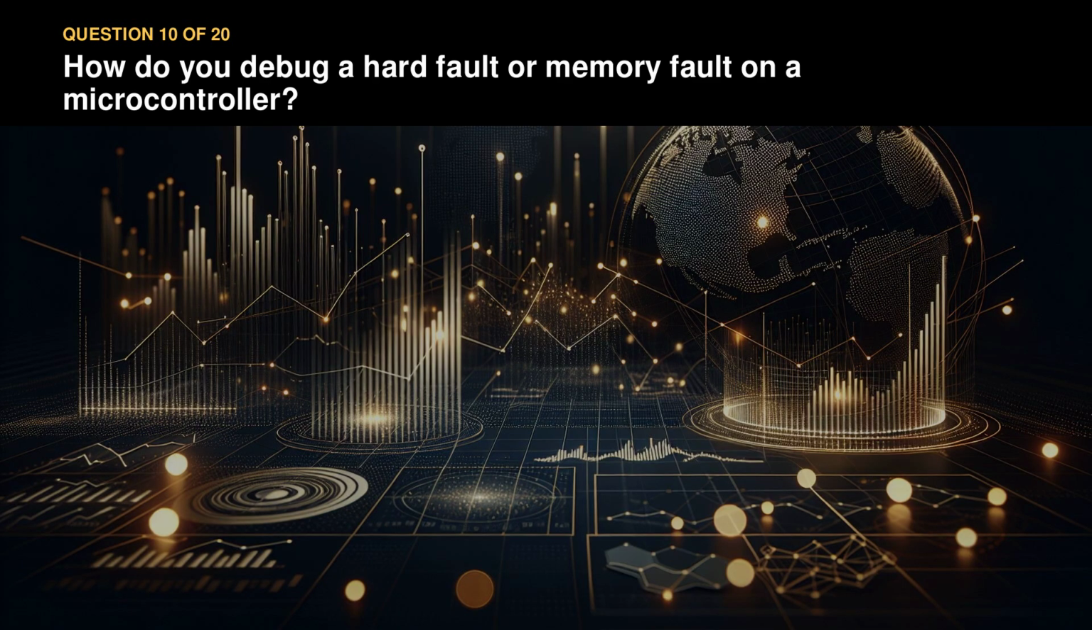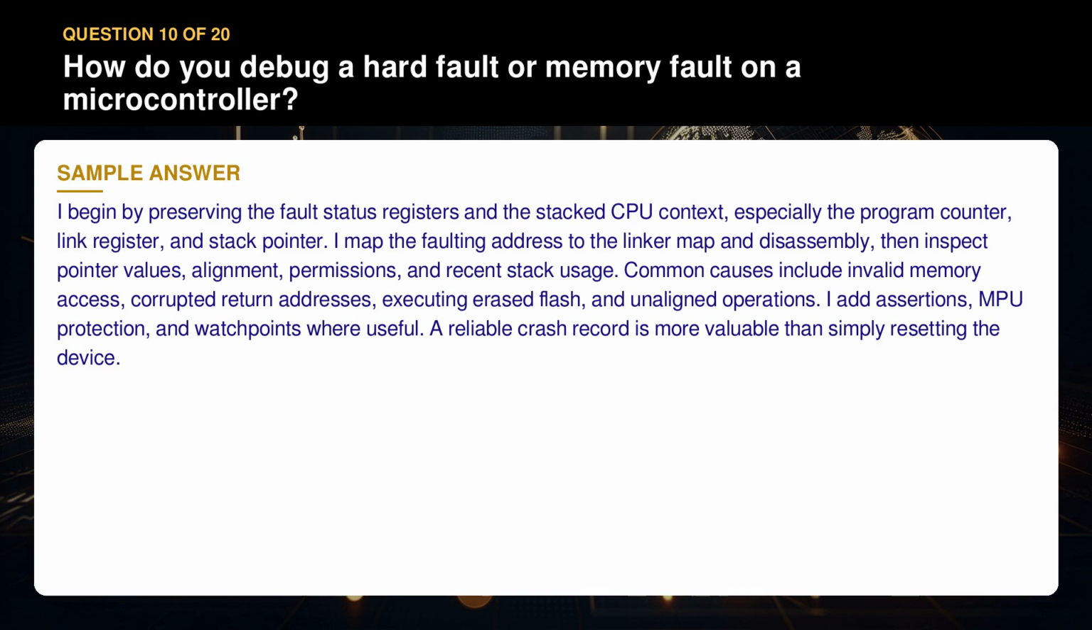Question 10. How do you debug a hard fault or memory fault on a microcontroller? I begin by preserving the fault status registers and the stacked CPU context, especially the program counter, link register, and stack pointer. I map the faulting address to the linker map and disassembly, then inspect pointer values, alignment, permissions, and recent stack usage. Common causes include invalid memory access, corrupted return addresses, executing erased flash, and unaligned operations.